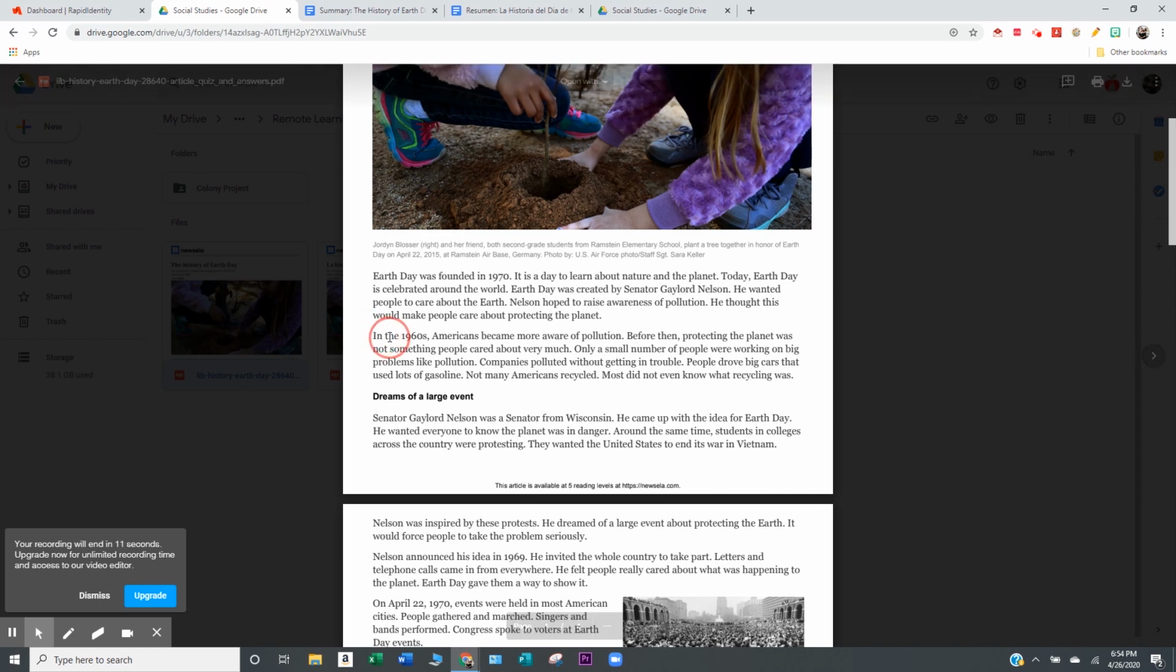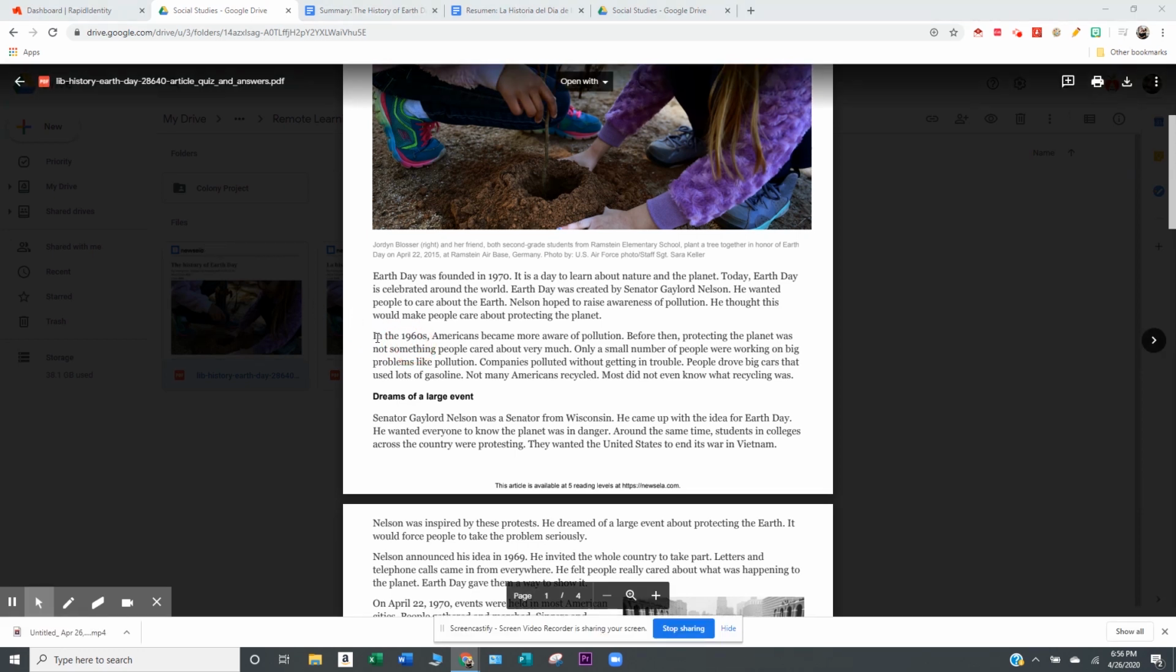Let's go on to this next section. In the 1960s, Americans became more aware of pollution. Remember, 1970 is when it was invented, so this is before Earth Day was created. Before then, protecting the planet was not something people cared about very much. Only a small number of people were working on big problems like pollution.